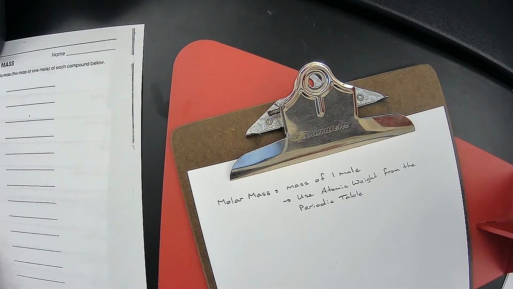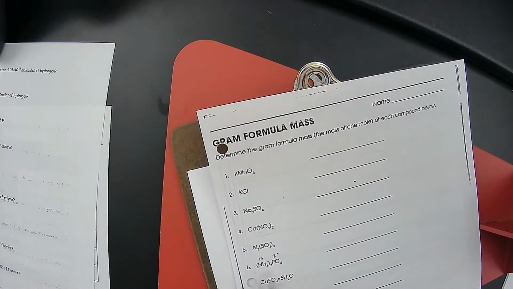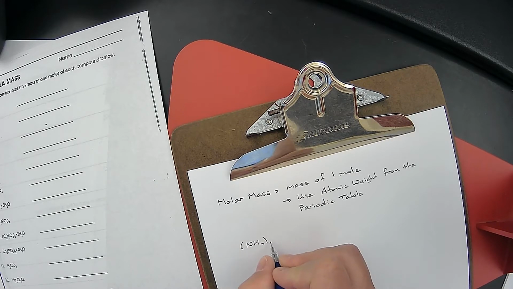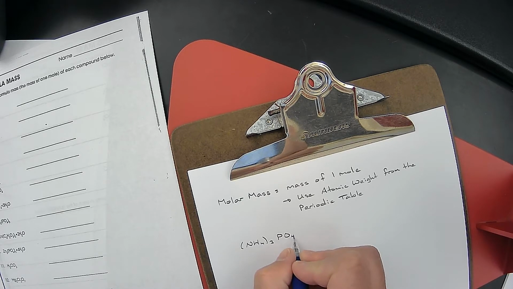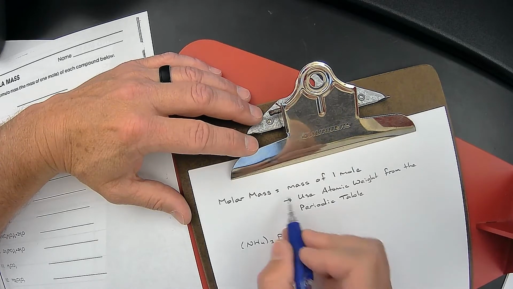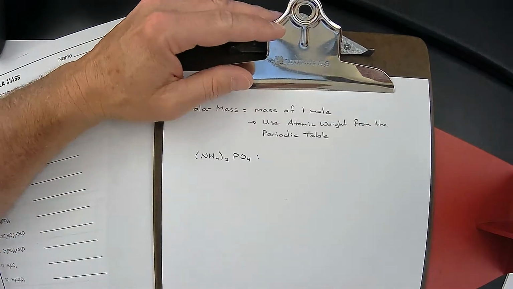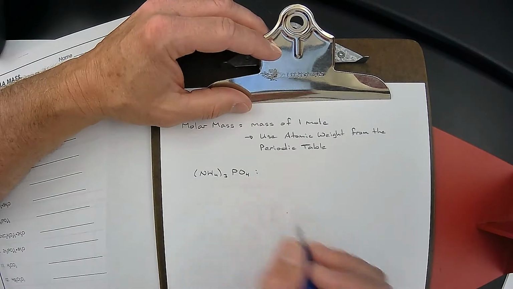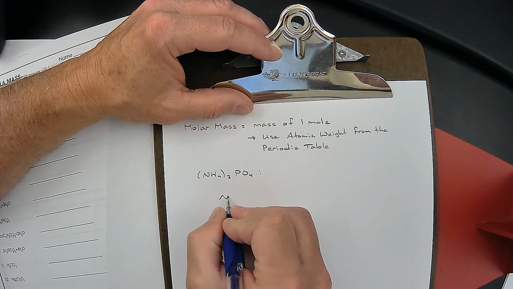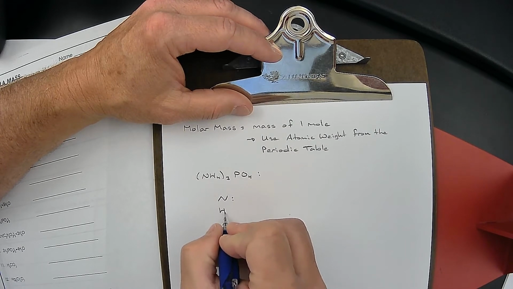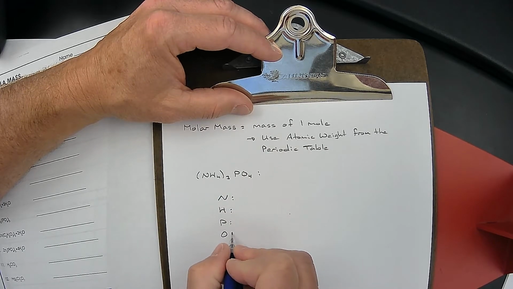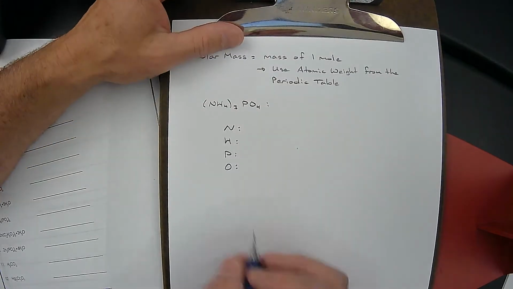So in this case, if we're going to work through question number 6, the formula is (NH4)3PO4. To use the atomic weight to be able to find the molar mass, what we're going to do is list out each one of these elements. So for instance, N, H, P, and O. So the first thing that we do is we list out each element.